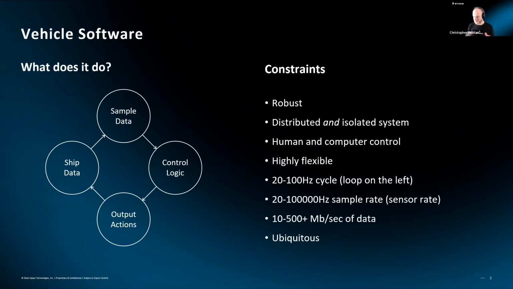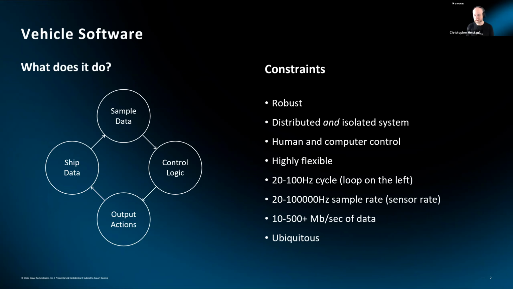So vehicle software in Stoke terms is anything that is dealing with this real-time loop structure. We have a bunch of constraints for that, so we need it to be robust. Vehicle software is used on the test stand. It's used on the vehicle. It's used for development. If something goes wrong in vehicle software, engines can explode. And so we need that software to always work in a reliable fashion.